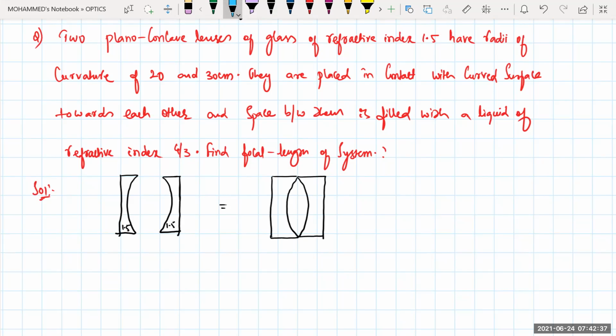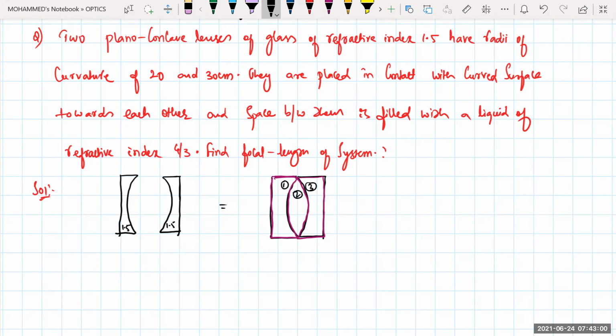Sir, at last, are we going to get a converging image? It is a combination. From here to here, this is one plano-concave lens. Here to here, this is another plano-concave lens, and the middle one is a convex lens. Totally three lenses you are getting: this is one, this is two, and this one is three.